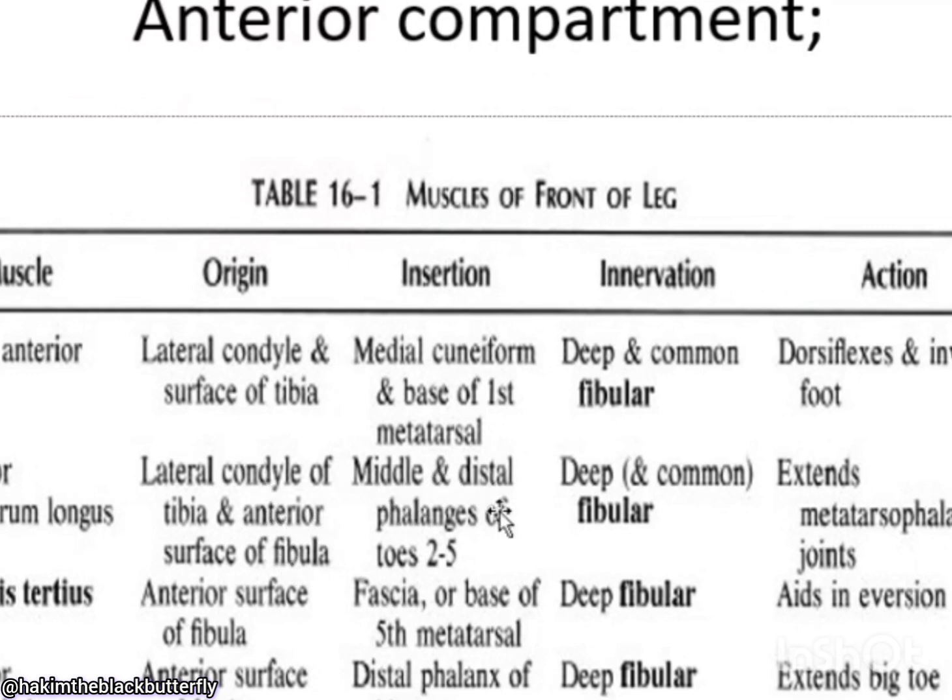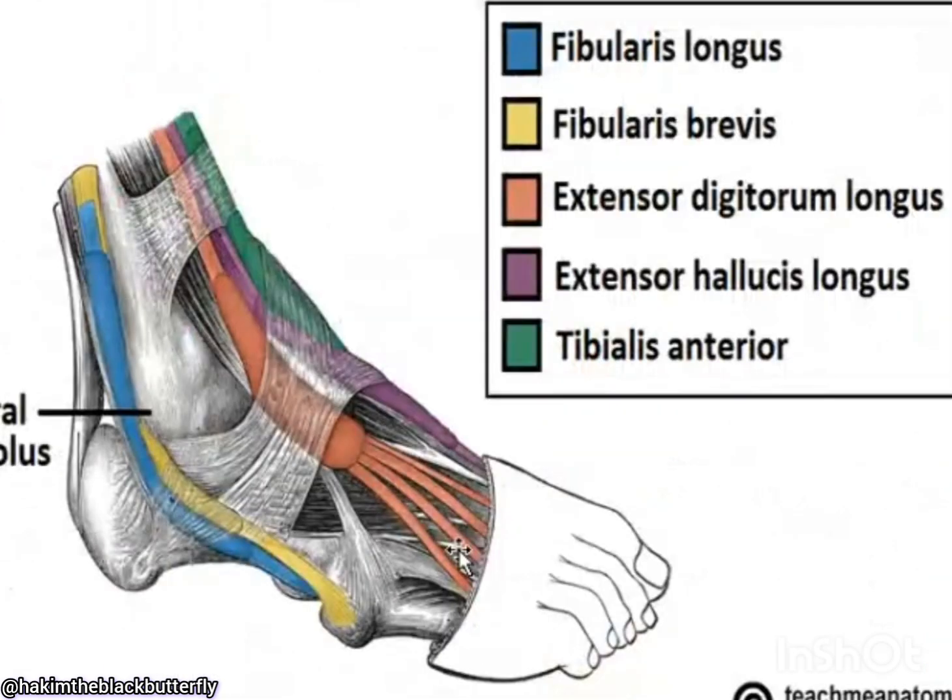And this is inserting to the phalanges. Okay, it is inserting to the distal phalanges number 2, number 3, number 4, and number 5. Each tendon is divided into 4 and inserts on the distal phalanges number 2, number 3, number 4, and number 5. When we go back to this is our muscle, extensor digitorum. You can see the 4 tendons. It sends no tendon to the big toe.